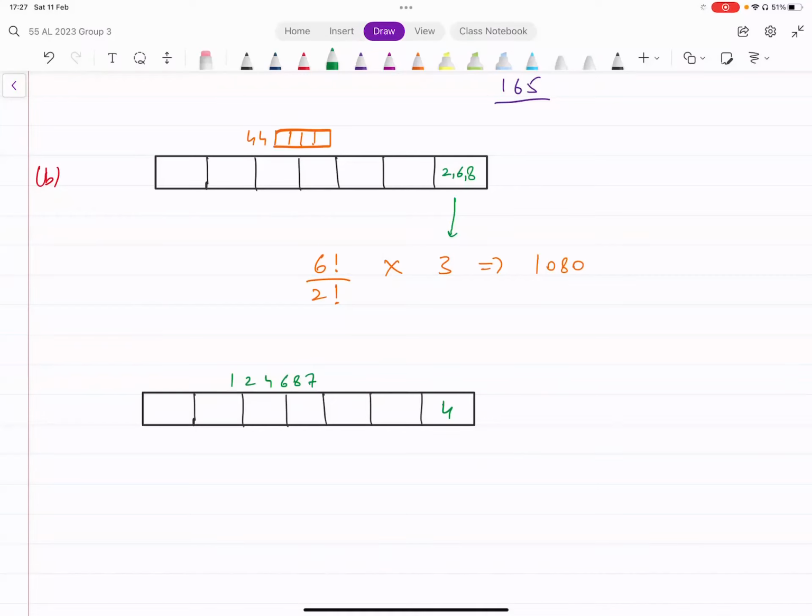And how many ways can you do that? That's just 6 factorial. All of them are different. This is going to give you 6 factorial, and that is 720. Add both of those numbers, and that's going to give you the result. 1080 plus 720, and that turns out to be 1800. That is your result.